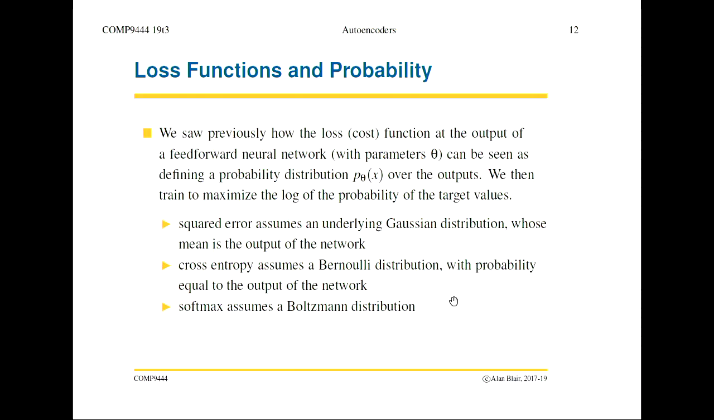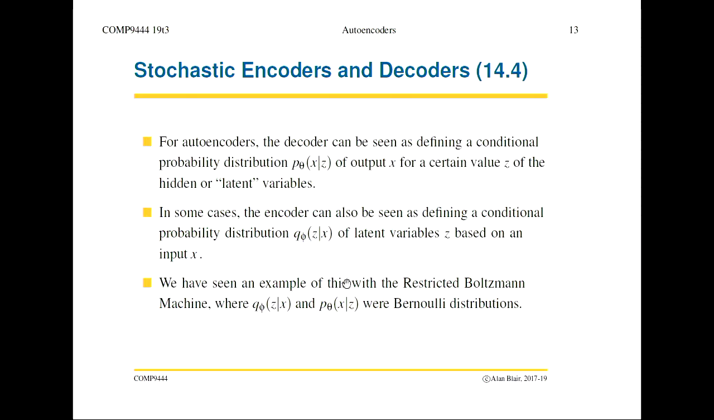A Bernoulli distribution is just a fancy way of saying that the value of 0.8 means an 80% chance of 1 and a 20% chance of 0. That's called a Bernoulli distribution. And the softmax assumes a Boltzmann distribution. So we've seen already examples of these three different distributions.